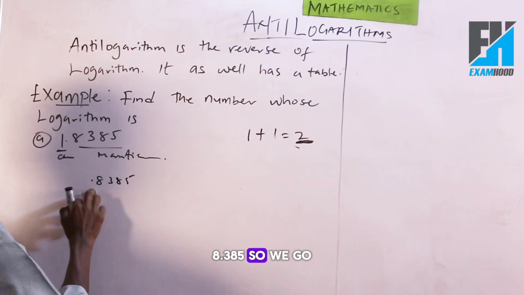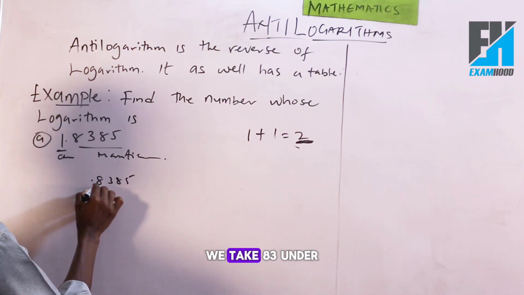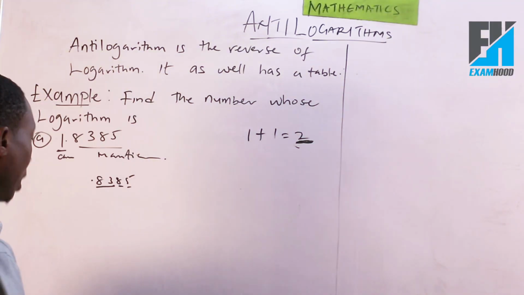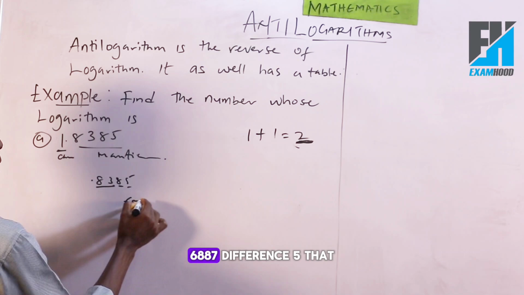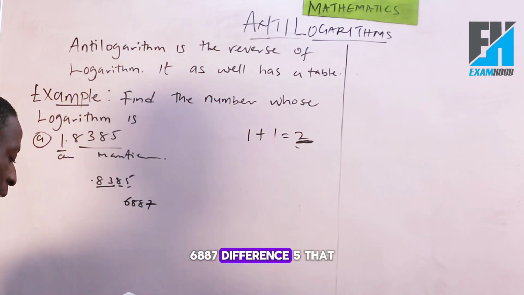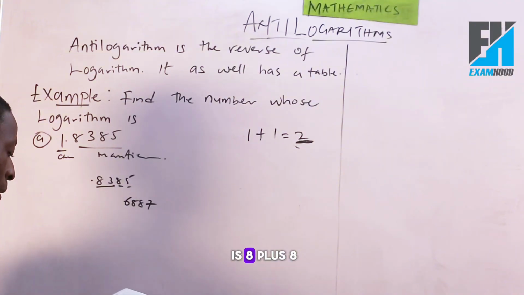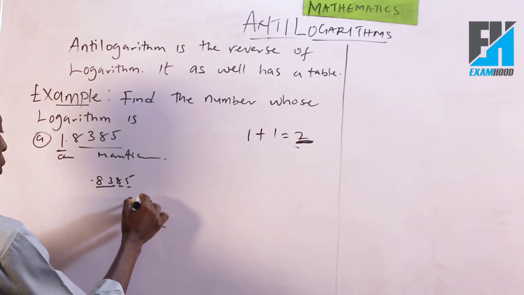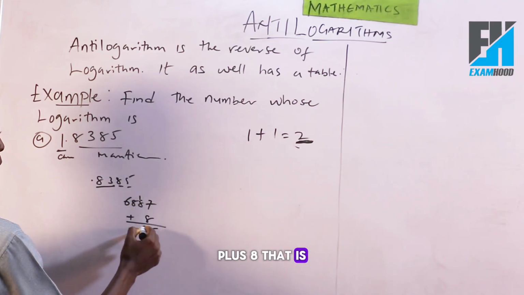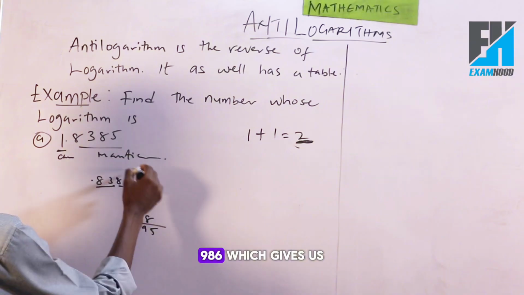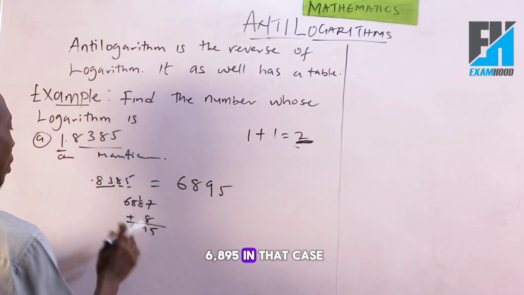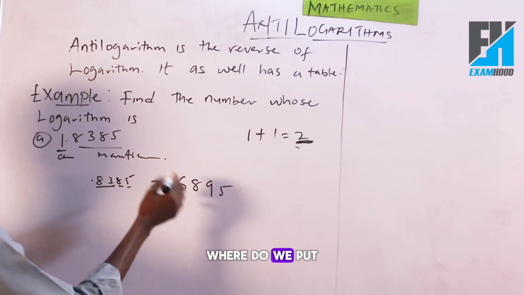0.8385. So we go to our antilogarithm table, we take 83 under 8, then difference 5. That is 6887. Difference 5, that is 8 plus 8, that is 15. 1 plus 8, that is 9. 8, 6. Which gives us 6895.